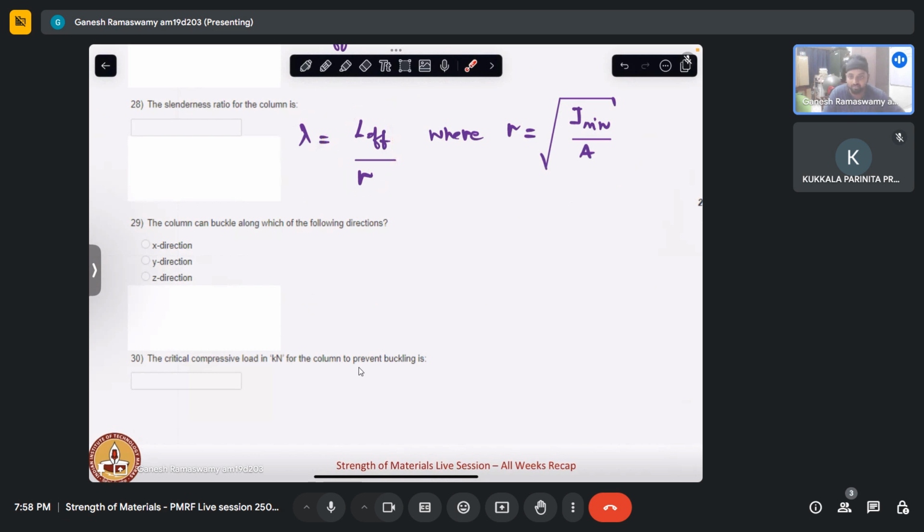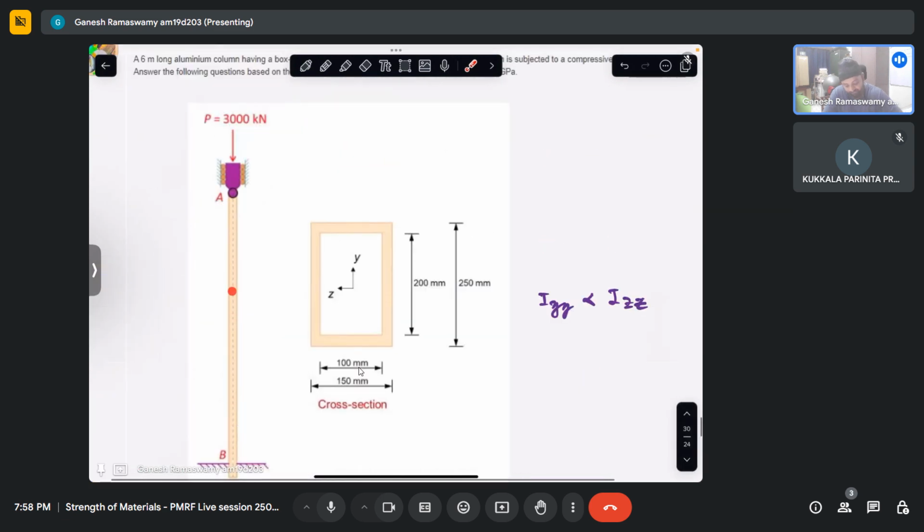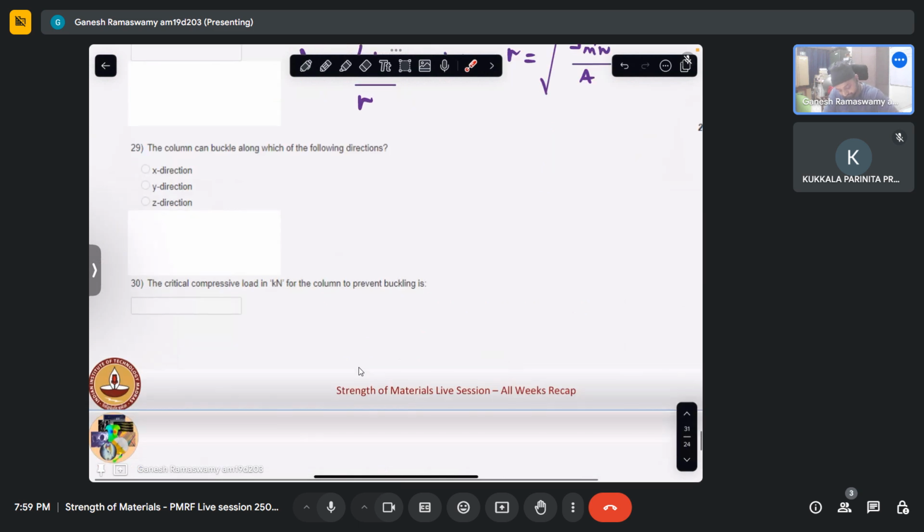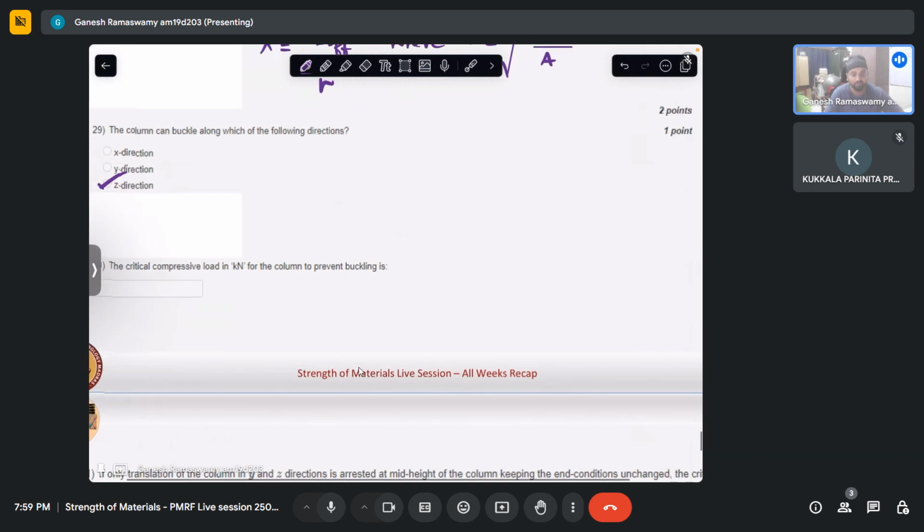The column can buckle along which of the following directions? Naturally, when we have cut the cross section, we are seeing Y and Z like this. X is along the height or length of the column, so naturally it is not going to buckle along it. So along Y and Z, where could it buckle? We know that the moment of inertia about this axis is the least. Therefore, if it were to buckle, it will buckle along the Z direction. So this will be along the Z direction. What is the critical compressive load for this column to prevent buckling?